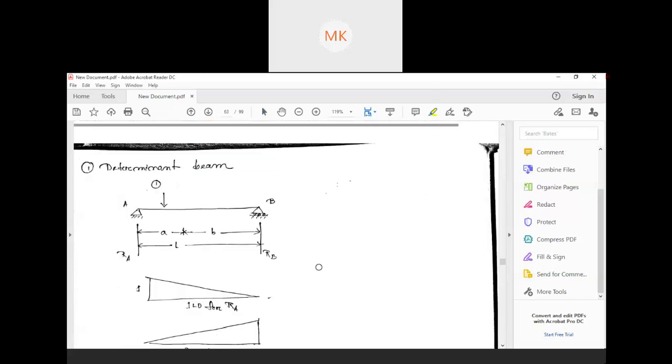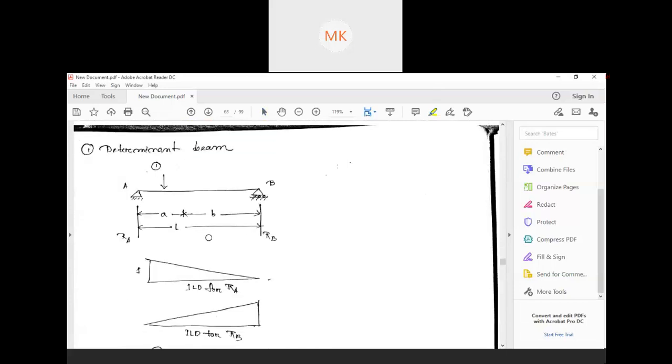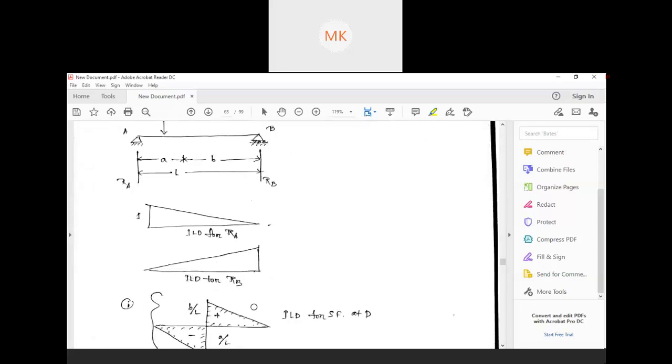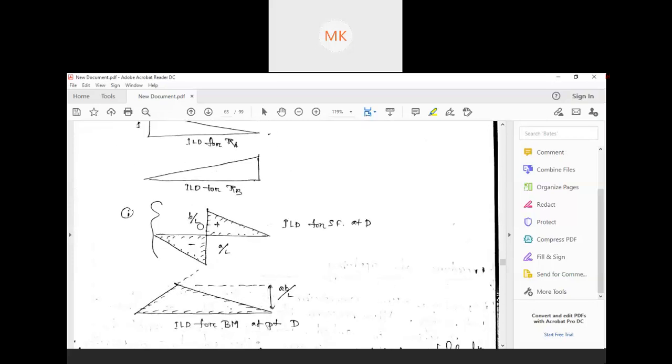Okay, so here you see there is a determinate beam. L is the length given, and there are two distances, A and B. So what is the ILD for RA and RB? I think all of you already know this by considering a 1 unit load. It's simply like this. For bending moment also, this is just a simple drawing, showing how it looks.